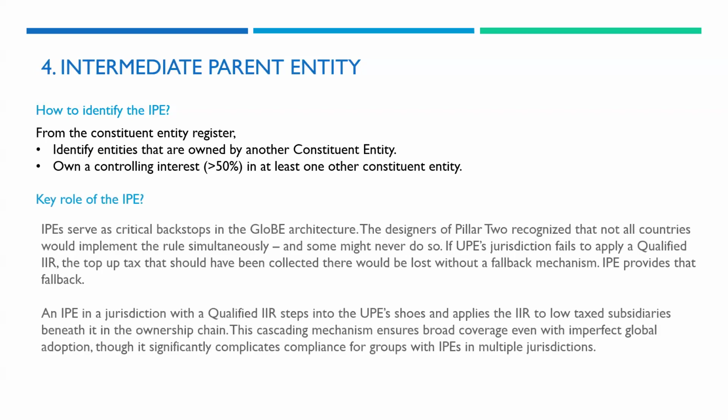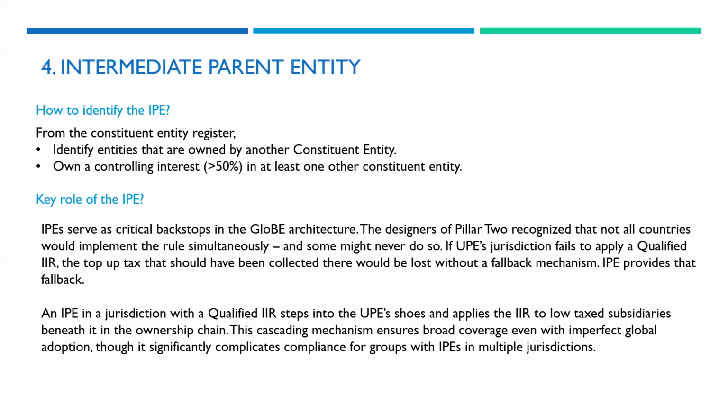So what is the key role of the IPE? It is a critical backstop. It's pretty straightforward: if the UPE fails to apply a qualified IIR, then the top-up tax has to be collected by the IPE. Otherwise, it would be lost. If the UPE is in a jurisdiction like Mauritius or the Cayman Islands, which does not have Pillar 2, then it's gone. We can't tax the whole group. It's a big loophole. To avoid that, they have told us to identify the IPE also, and the IPE should implement the rule if the UPE is in a jurisdiction which does not have an IIR. Is that clear?